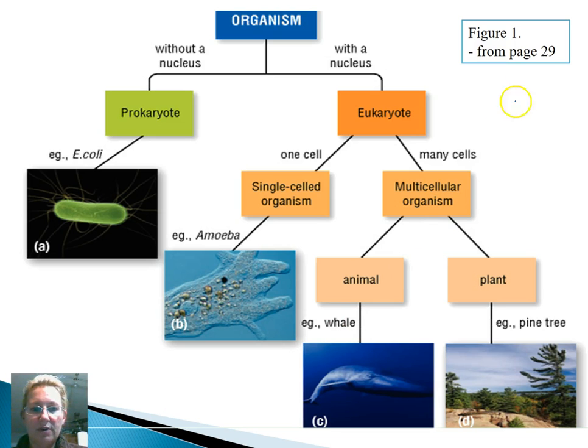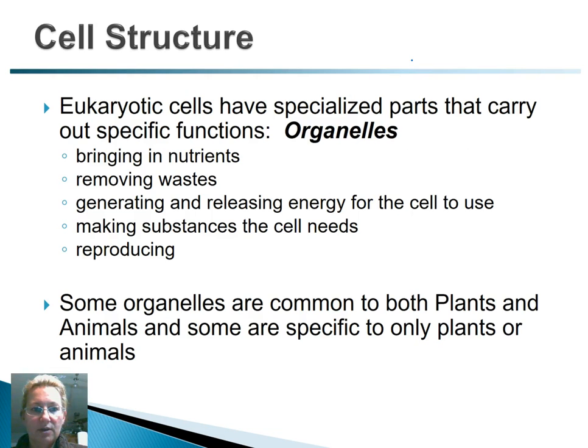Now, I mentioned eukaryotic cells have a nucleus and other membrane-bound organelles. So these are cell structures within the cell. An organelle is a specialized part that carries out a specific function. For example, it could just bring in nutrients, it could just remove waste, it could generate or release energy for the cell to use, it can make substances the cell needs, or it's just specific for reproducing.